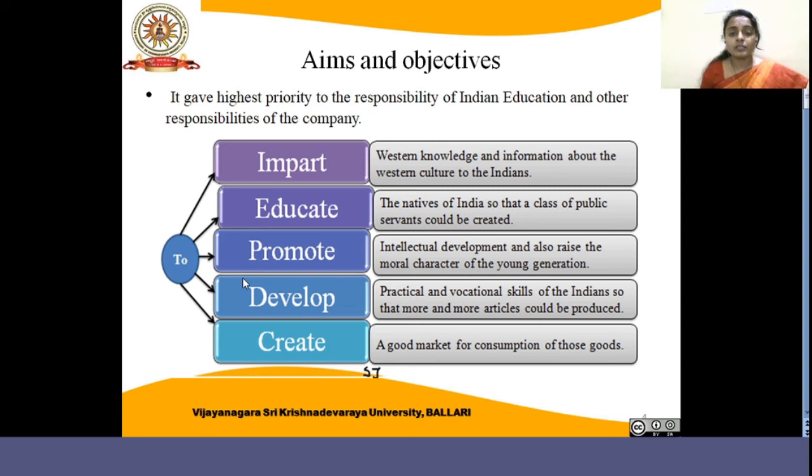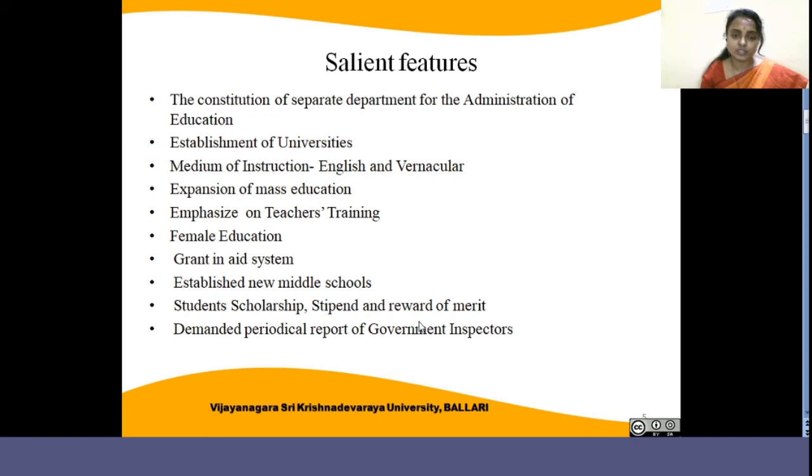To educate the natives of India so that a class of public servants could be created, so that even Indians can be eligible to take the highest examination, that is public service. Today we call it UPSC and Karnataka Public Service Commission as well. To promote, what to promote? To promote intellectual development and moral character, to develop practical and vocational skills, to create a good market for consumption of those goods which have been produced. So these are the aims and objectives.